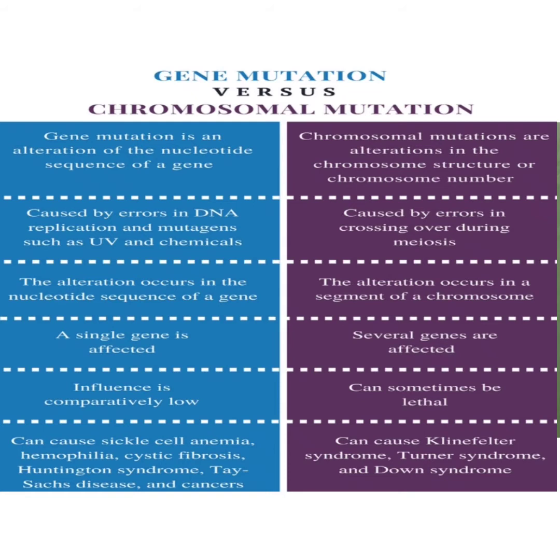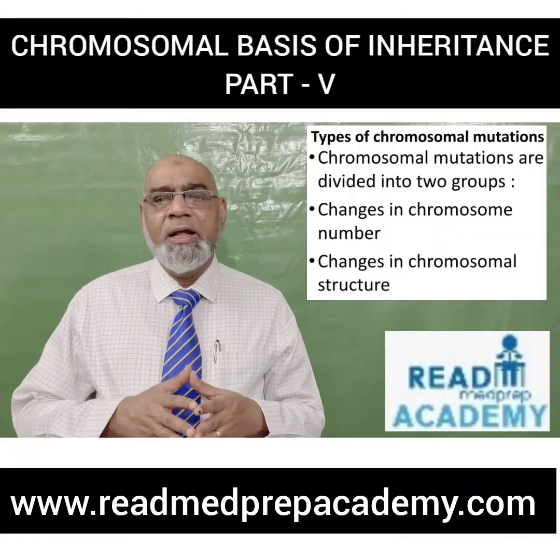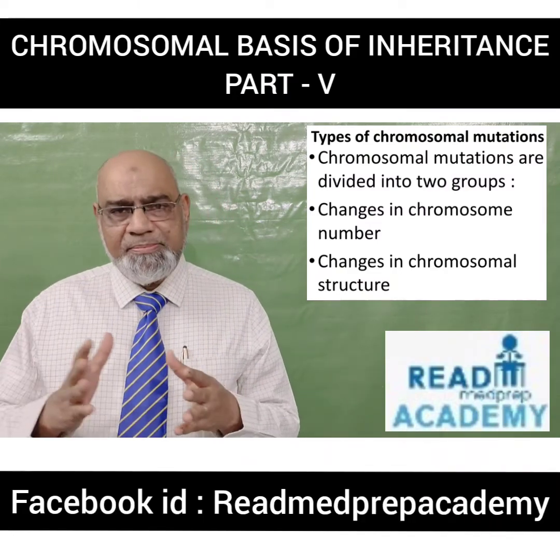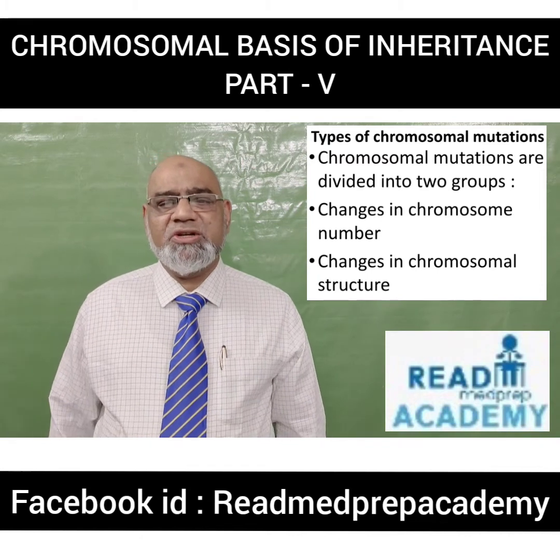The influence of gene mutation is comparatively low, whereas chromosomal mutation can sometimes be lethal. Gene mutation can cause sickle cell anemia, hemophilia, cystic fibrosis, Huntington disease, Tay-Sachs disease and cancers. Whereas chromosomal aberrations or mutations can cause Klinefelter syndrome, Turner syndrome, and Down syndrome, to name some examples. Chromosomal mutations are divided into two groups: changes in the chromosome number and changes in the chromosome structure.